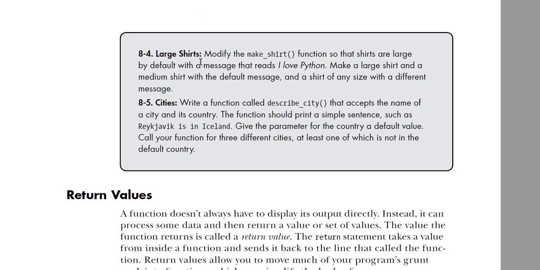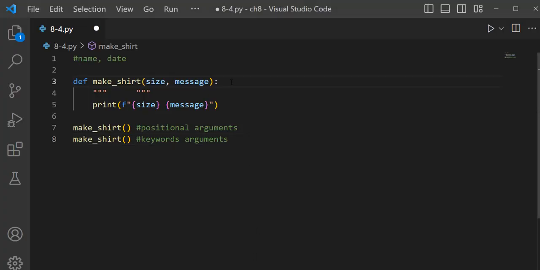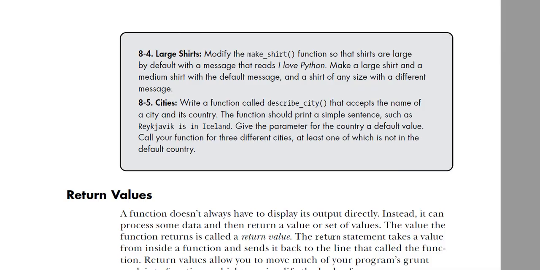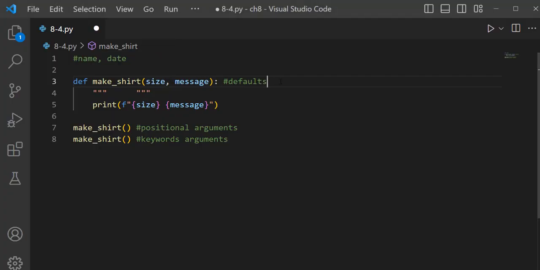Next we're going to look at 8-4. This is the one that you're going to continue to build on. Modify the make shirt function so that the shirts are large by default with a default message that reads I love Python. So coming back here, you're going to set both of these up as defaults. Did it tell us the size? Yep, large by default, and then the message of Python. So I'm going to say large, and I love Python.